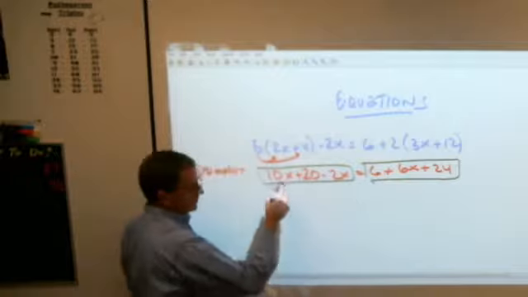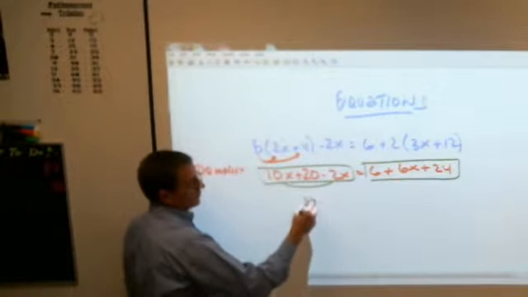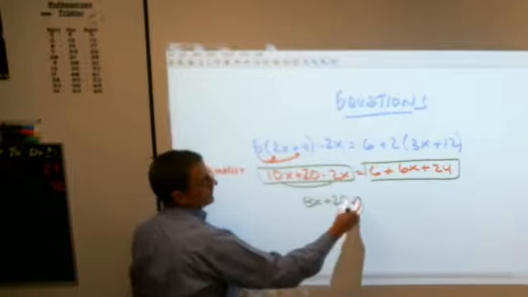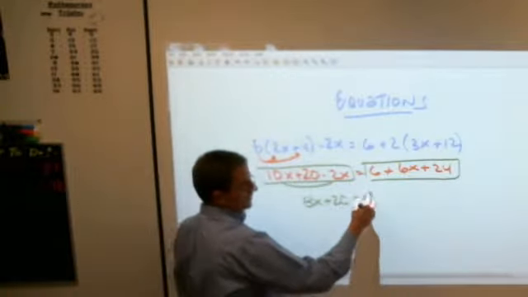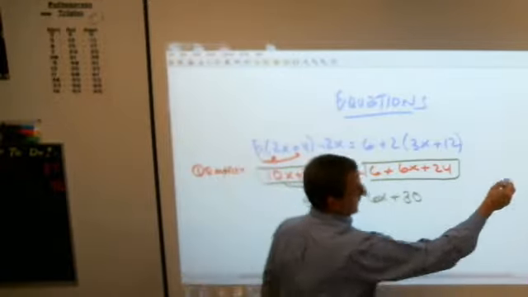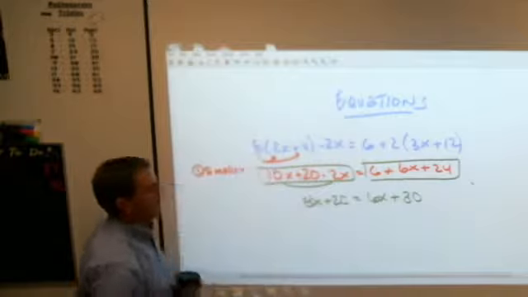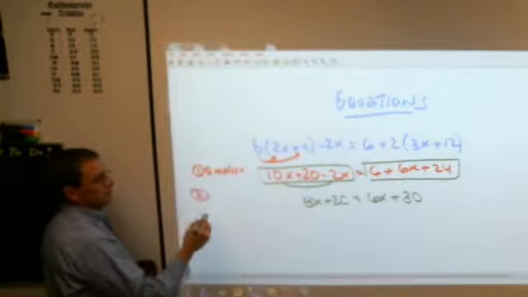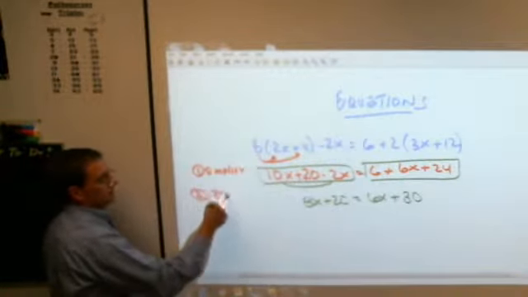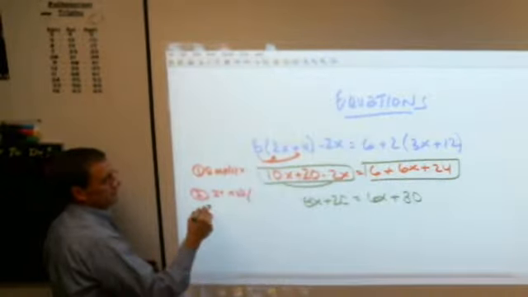Absolutely. You can put these two x's together. What is 10x minus 2x? Thank you. 8x plus 20 equals 6x plus 30. And now, once you get to this point here, then first thing you do is by adding and subtracting, you move terms to one side or the other.